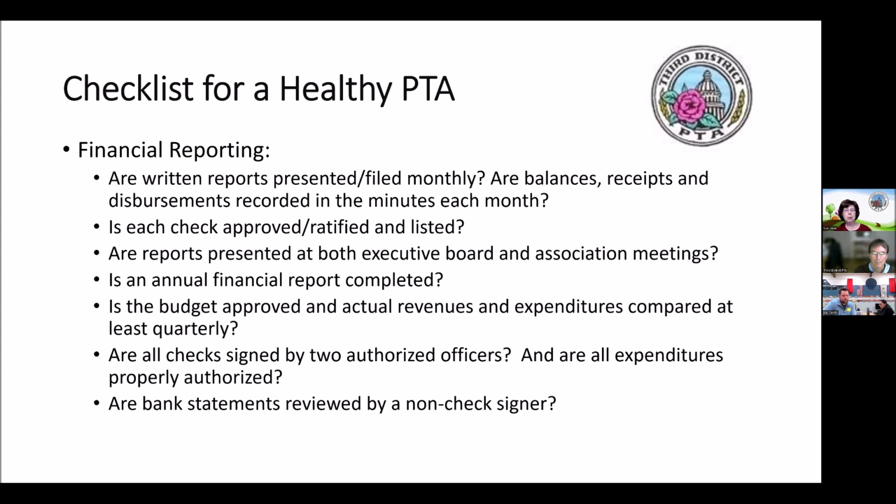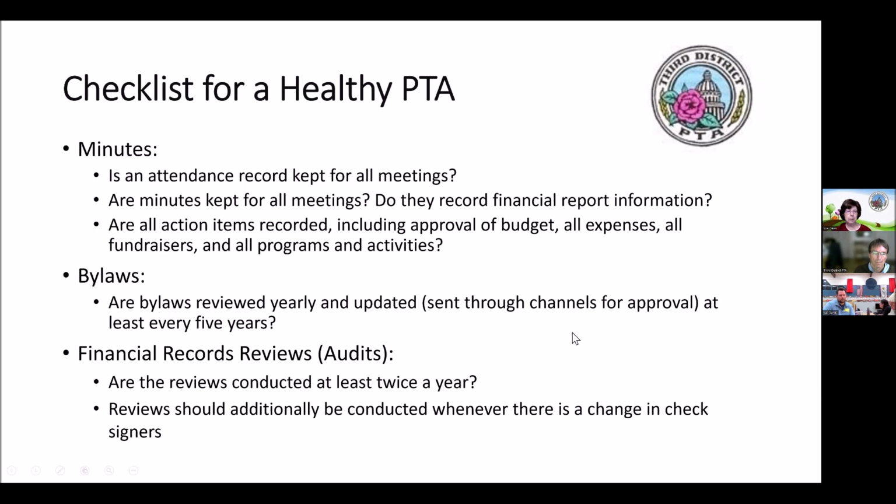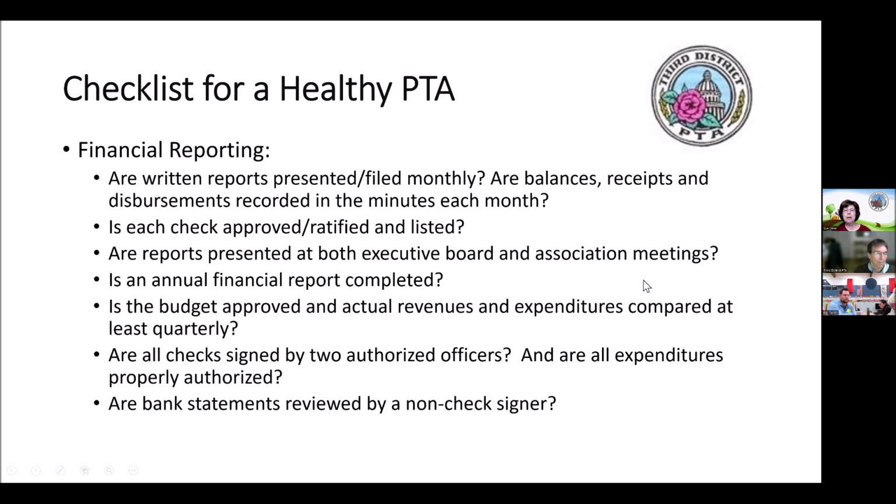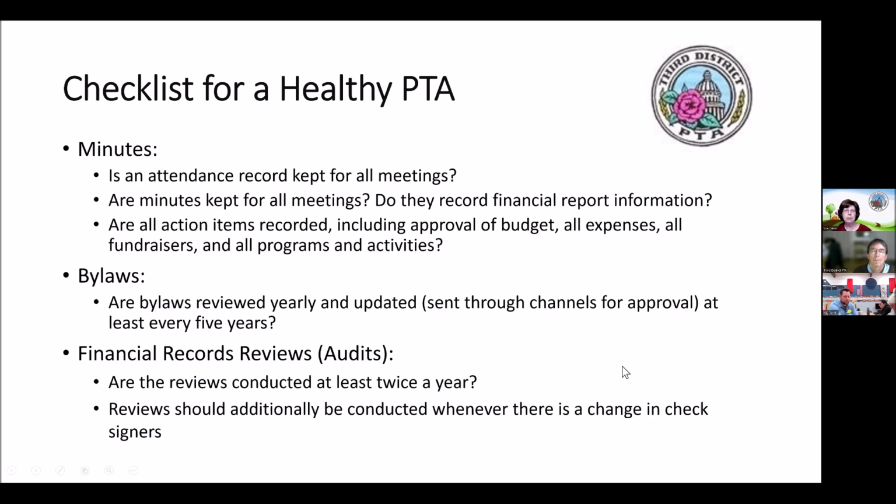Is the budget approved and actual revenues and expenditures compared at least quarterly? Because if you don't make a comparison, you don't know if you're sticking to your budget or if you're way over or under in certain categories. So at least quarterly, you need to compare those. Are all checks signed by 2 authorized signers? Are all the expenditures appropriately authorized using an authorization for payment form? Or are the bank statements reviewed by a non-check signer? That's important too.